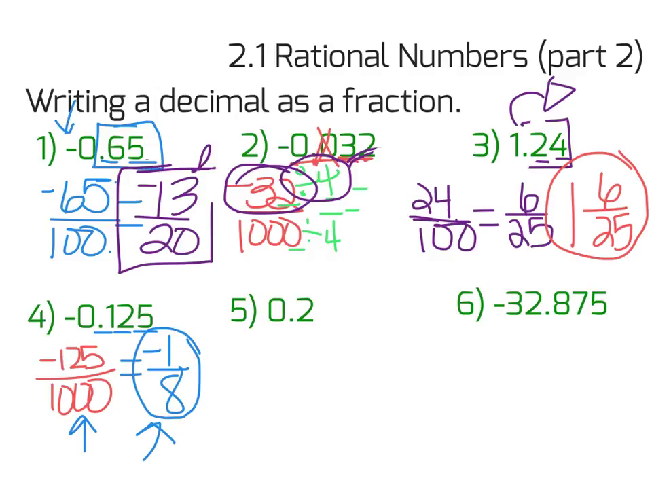The second one is much easier because it only goes to the tenths place. So you can do 2 over 10. Divide those both by 2 and you get 1/5. Okay? Great job.